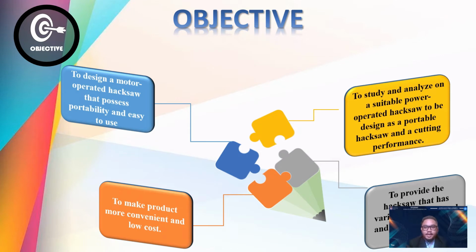For the next slide, I'm going through the main objectives of my project development. First is to design a motor operated hacksaw that possesses portability and is easy to use. The second is to study and analyze the suitable power operated hacksaw to be designed as a portable hacksaw, and its cutting performance. The third is to provide a hacksaw that has variable cutting speed and a range of cutting angles. And lastly is to make the product more convenient and low cost.